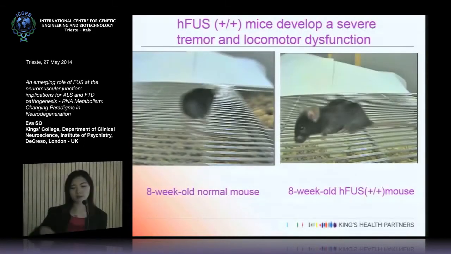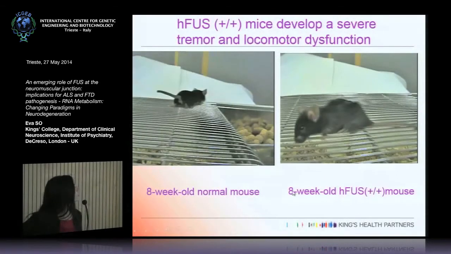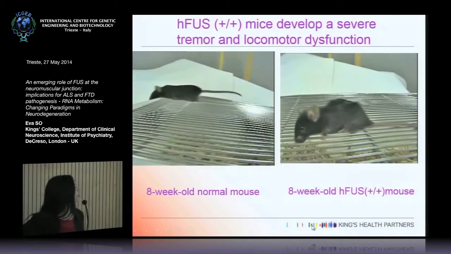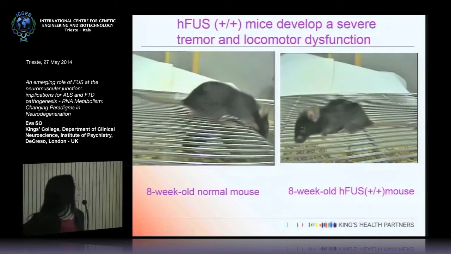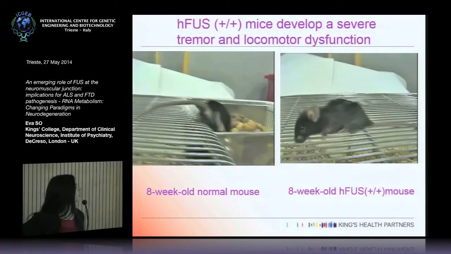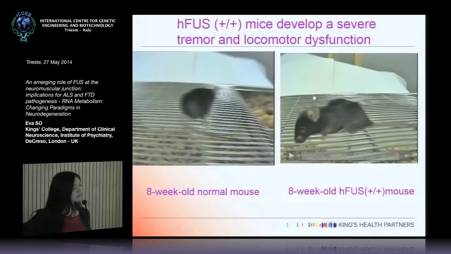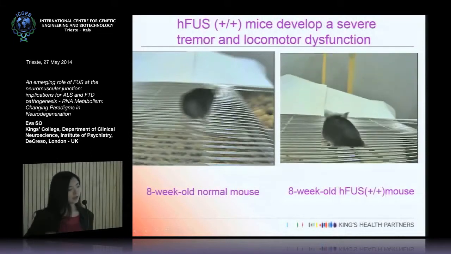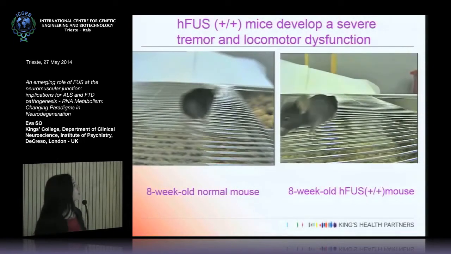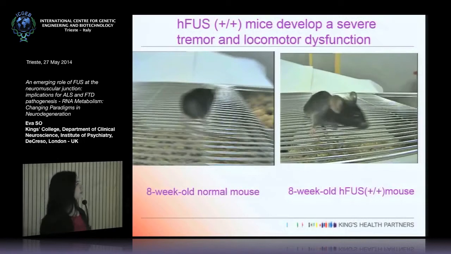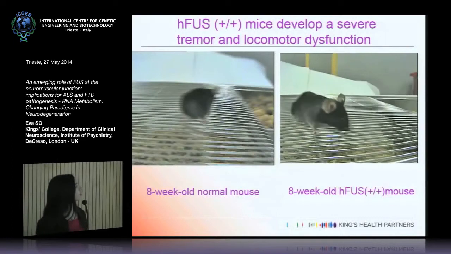Now I'm going to show you just a very short video. Here on the left, you can see this is the normal non-transgenic mouse at 8 weeks. You can see it's really happy, walking around and exploring the environment. Now I'm going to show you the video on the right. This is the homozygous mouse at 8 weeks. You can see that it has developed a very severe tremor and locomotor dysfunction. These mice have increased hind limb paralysis and also a very severe stilted gait.